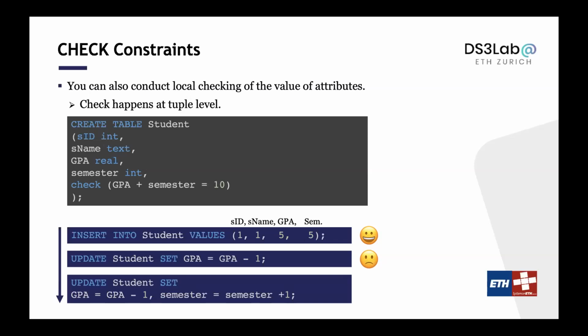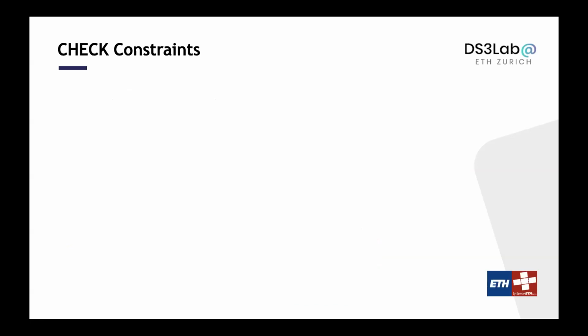And if you update two attributes, you make GPA minus 1 and you make semester plus 1, the database will not check in the middle. The database will check at the tuple level. So it's going to run both updates on the same tuple, decrease GPA by 1, increase semester by 1, and then check the constraint. In this case, it's going to be okay.